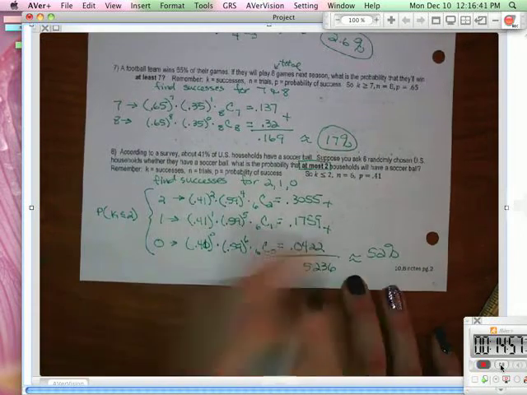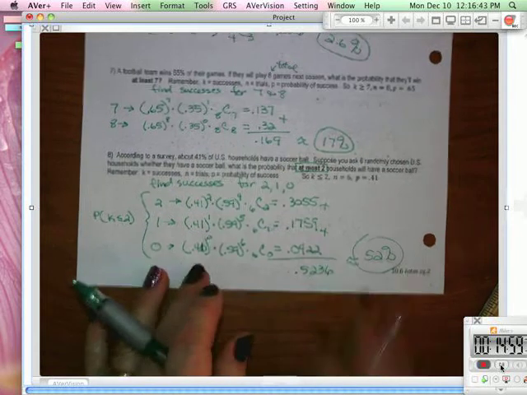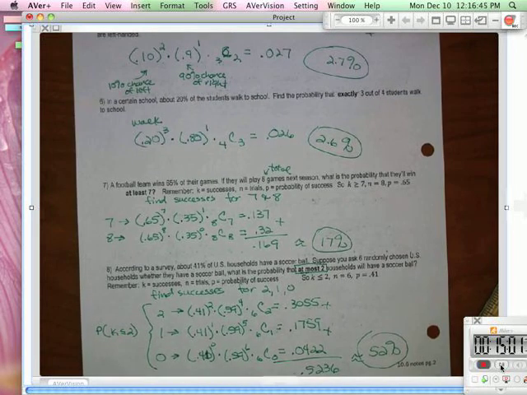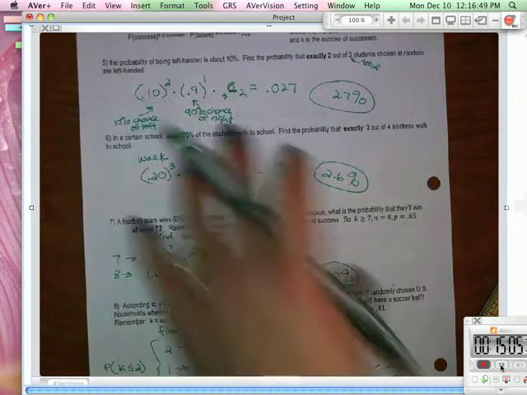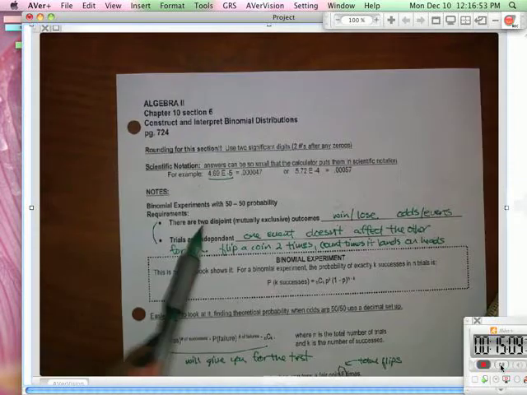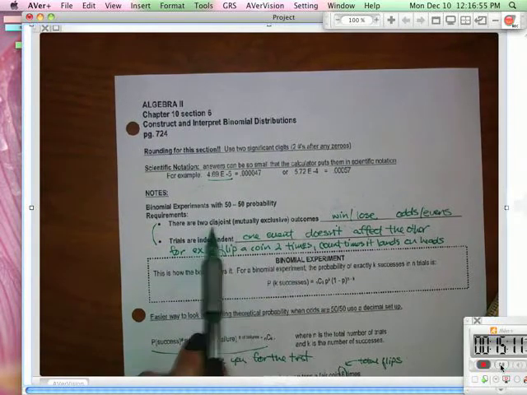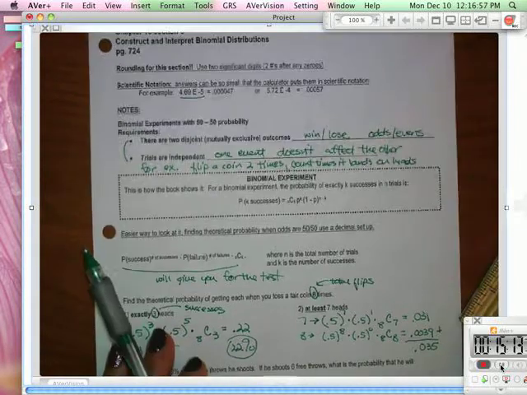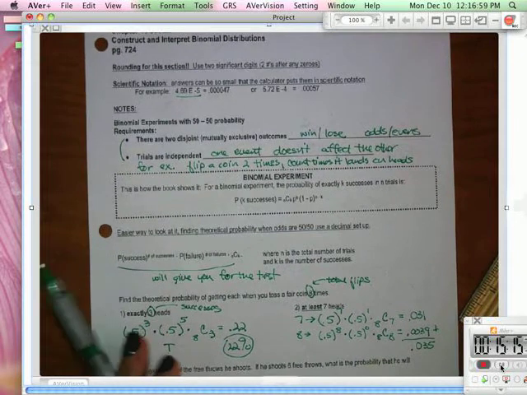So again, really all this is about is finding the theoretical probability instead of conducting an experiment, and just using this equation for any two disjoint events, and that they have to be independent as well. Alrighty? That's it.